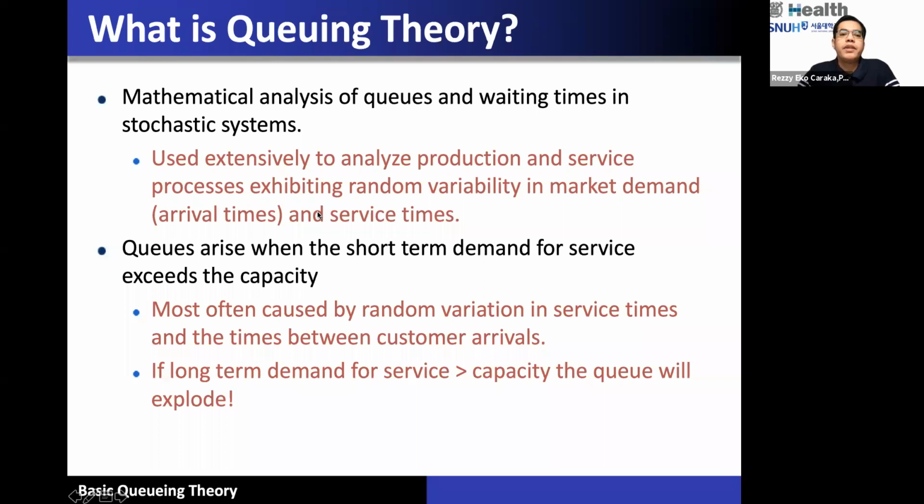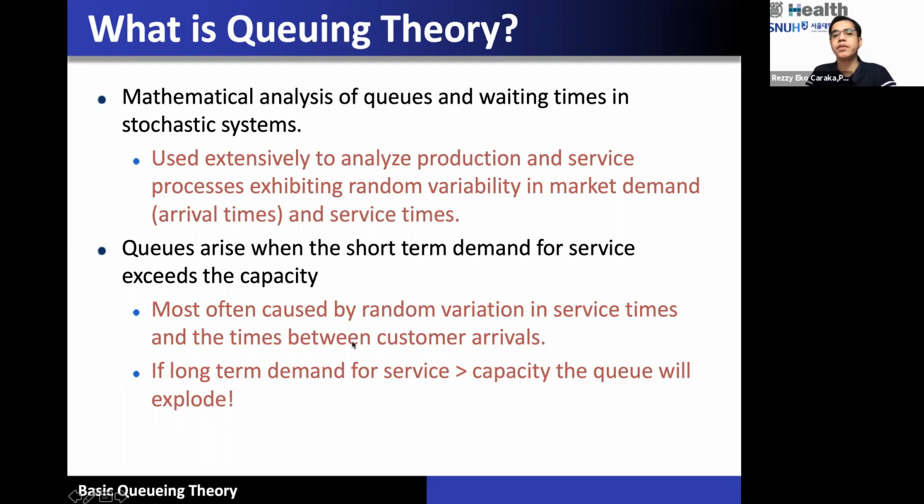First, the definition of queuing theory is the mathematical analysis of queues and waiting times in stochastic systems. It's used extensively to analyze production and service processes exhibiting random variability in market demand, arrival times, and service time. That's why, if you're talking about queuing theory, we have to measure the arrival times of the customers and the service times as well. So the queue arises when the short-term demand for service exceeds the capacity. Most often, we're talking about the service business. We have to make sure that every customer can have a good experience with the arrival times and the service times as well.